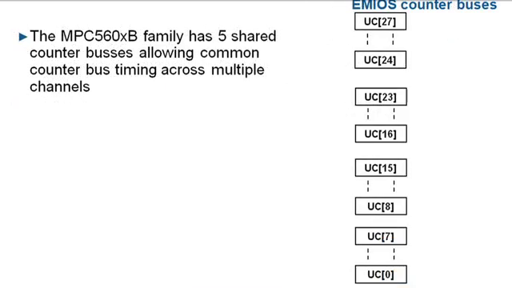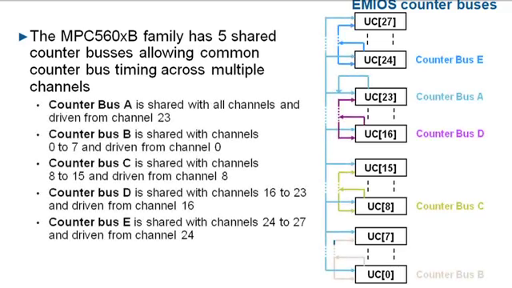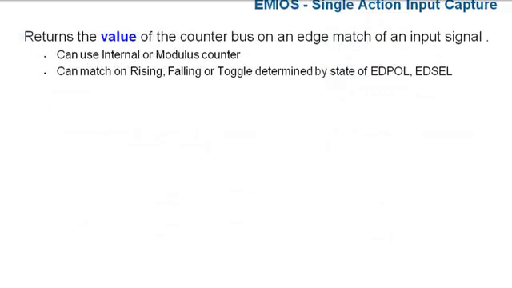So we have these different counter buses. We use the word time base and counter interchangeably. And you can either use the internal counter or time base or another EMIOS channel, and they're shared. So we have 5 different combinations that can be used. And here they're described. Let's look at very briefly a few of the modes that can be programmed.